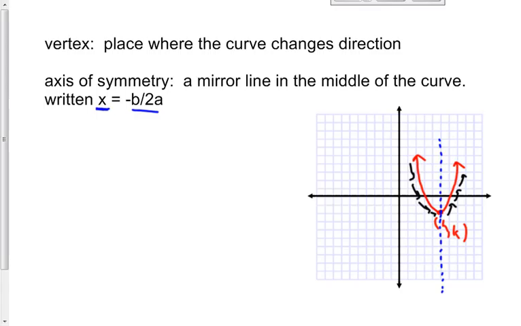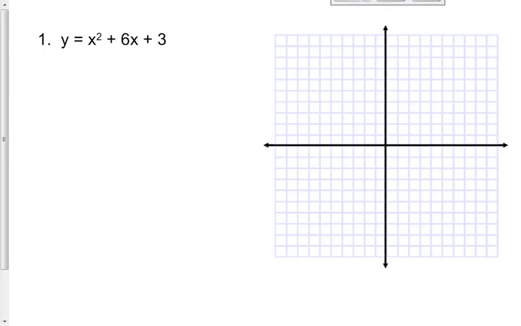Now I've given you a sheet of paper, and we're going to fill in the blanks on this paper.